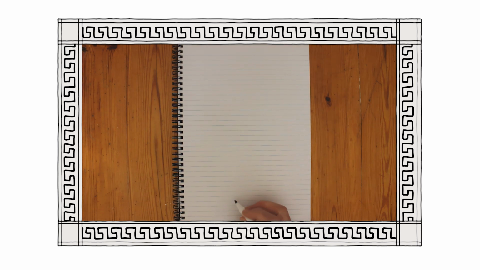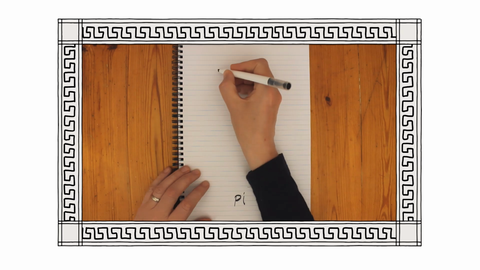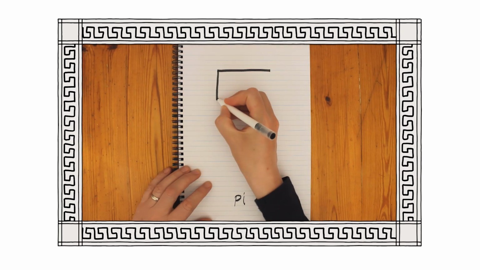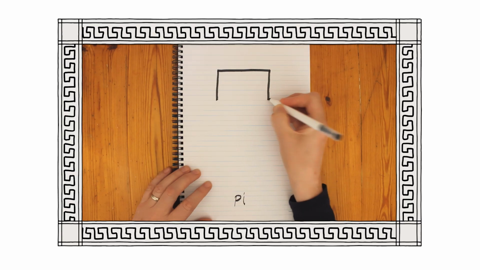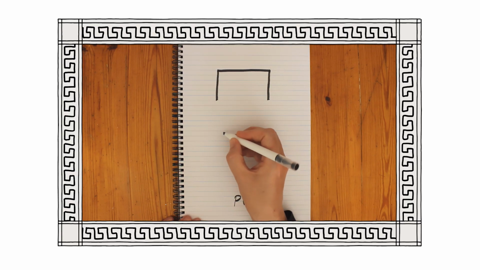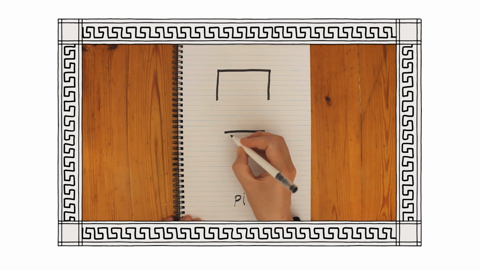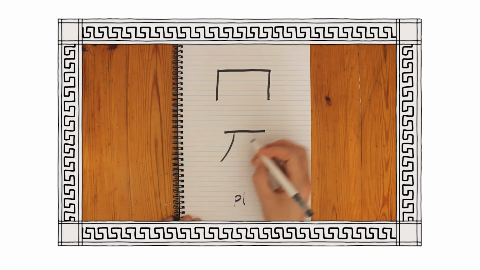And now pi, like our P for the P sound. You may recognize the lowercase pi from mathematics, where it's used as a symbol for the number that we call pi. For the uppercase, draw a horizontal line top left towards top right. From each end, draw a vertical line down towards the bottom. Good. To write a lowercase pi, draw a horizontal line from top left towards top right. Your downward lines will now be slightly curved diagonal lines.